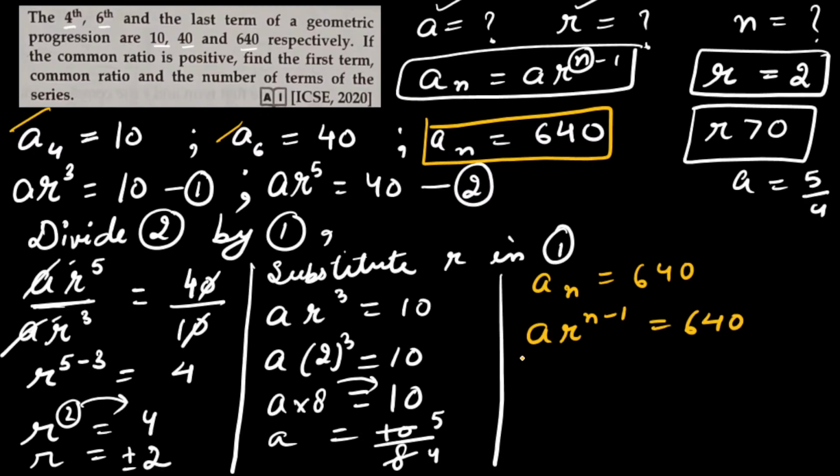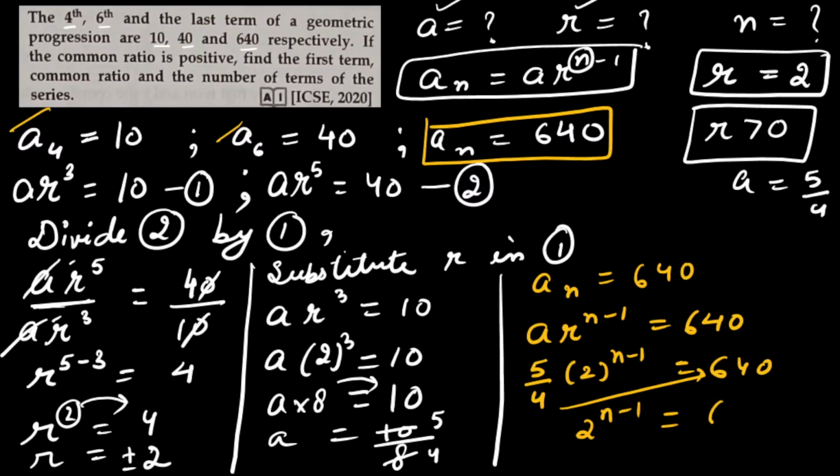Then we can substitute now. Substitute a's value as 5 by 4, r's value as 2, so 2 to the power n minus 1 is equal to 640. Now this 4 will shift to the other side. One by one, only the term containing n should be on this side. Everything else should be shifted to the other side. So what I've got: 2 to the power n minus 1 is equal to 640 into 4.